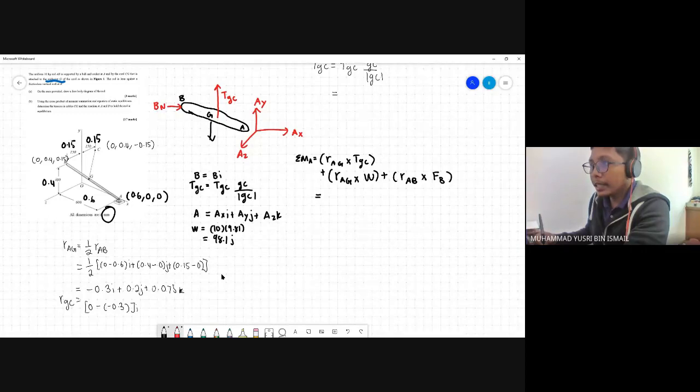Okay, this is G, C plus with 0.4 minus 0.2. Okay, this is J plus with minus 0.15 minus 0.75.